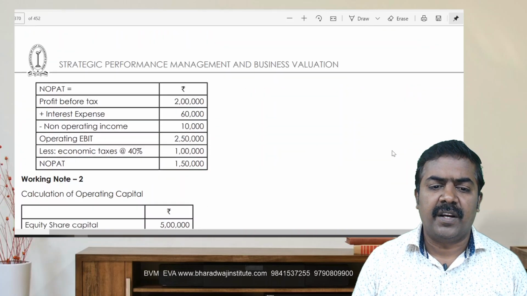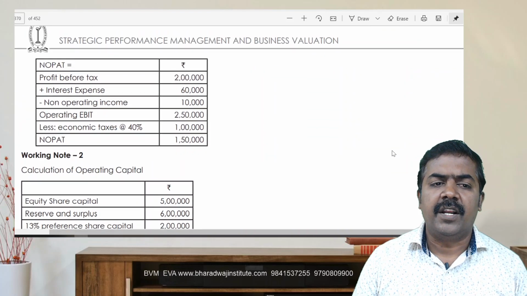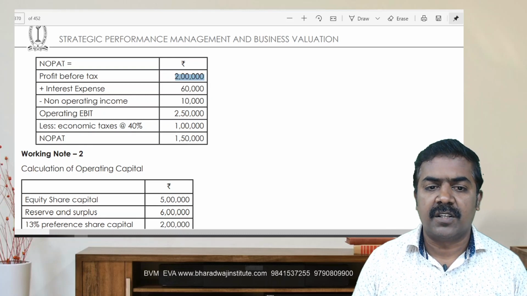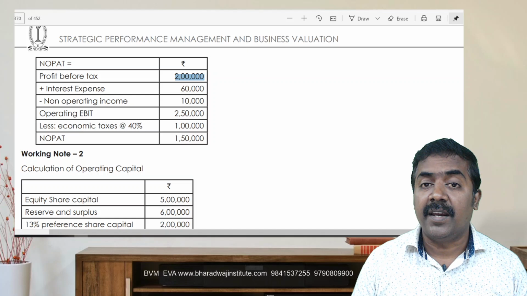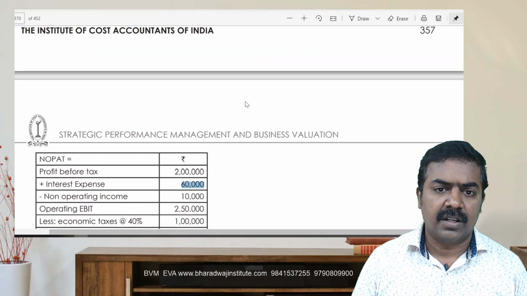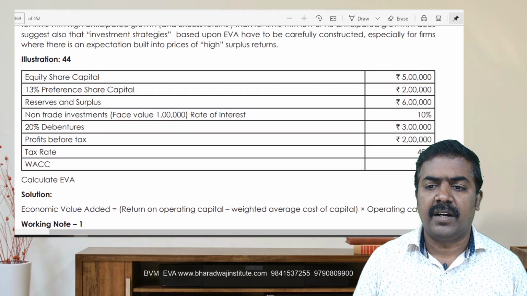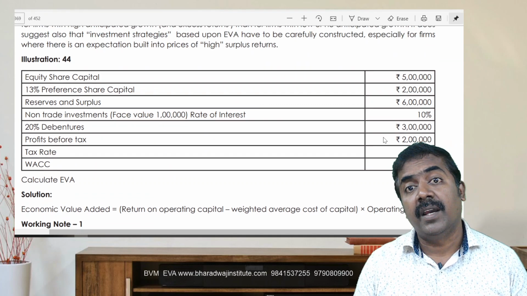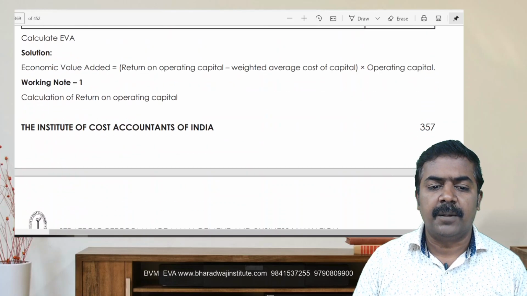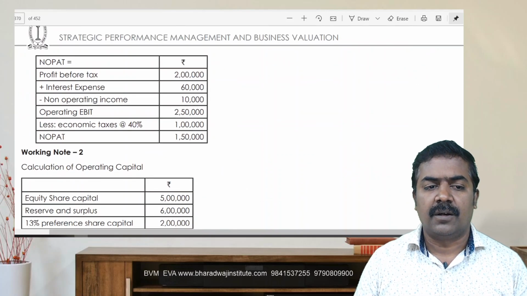So we have to first find out the operating profit. What is the profit before tax given? 2 lakhs. We want EBIT. How to work out EBIT? Add back interest, because this profit is calculated after deducting interest. So 3 lakhs into 20%, it gives us how much? 60,000.